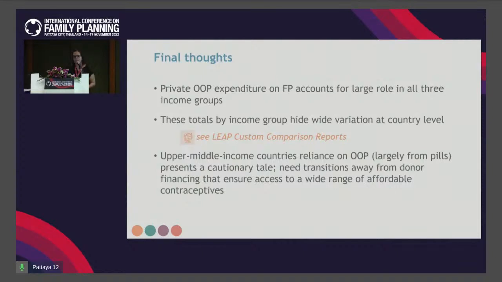So just to wrap up, we see a large role of out-of-pocket expenditure across all three income groups. I will note, though, that these totals of income groups hide a huge amount of diversity at a country level, and we don't have time to look into the country data today, but I would encourage you to look at the custom reports where you can see these graphs presented by country for all low-income countries, lower middle-income countries and upper middle-income countries to see that diversity, right? So you have some low-income countries that have lots of out-of-pocket, and you have some lower middle-income countries that have very little, right? So these aggregates are a nice narrative, but hide a lot of that diversity.